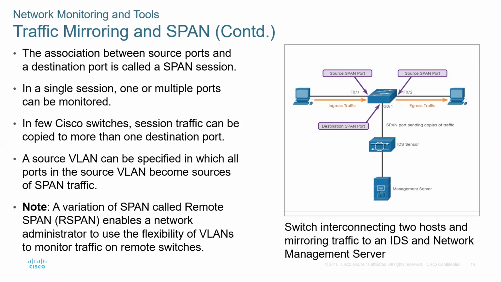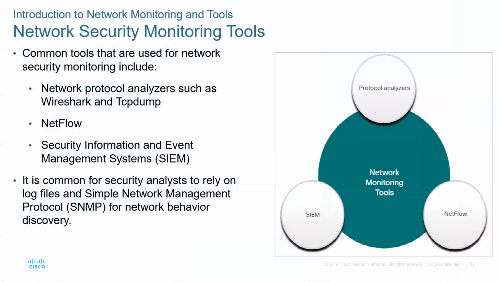So again, a SPAN port on the remote SPAN, if you're doing this on a remote network, allows you to then trunk that traffic back over VLANs in order to monitor that traffic from a remote location.